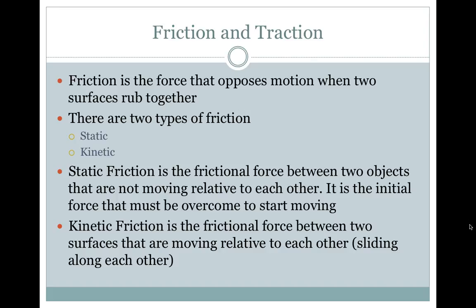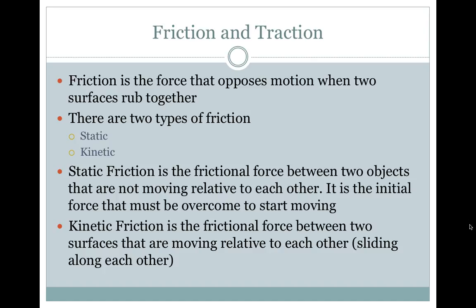Friction and traction. Friction is the force that opposes motion when two surfaces rub together. There are two types of friction, static and kinetic. Static friction is the frictional force between two objects that are not moving relative to each other. It is the initial force that must be overcome to start moving. Kinetic friction is the frictional force between two surfaces that are moving relative to each other, or like sliding along each other.